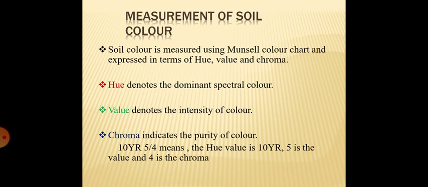Soil color is measured using the Munsell color chart and expressed in terms of hue, value, and chroma. Hue denotes the dominant spectral color. Value denotes the intensity of color. Chroma indicates the purity of color. 10YR 5/4 means the hue is 10YR, 5 is the value and 4 is the chroma.